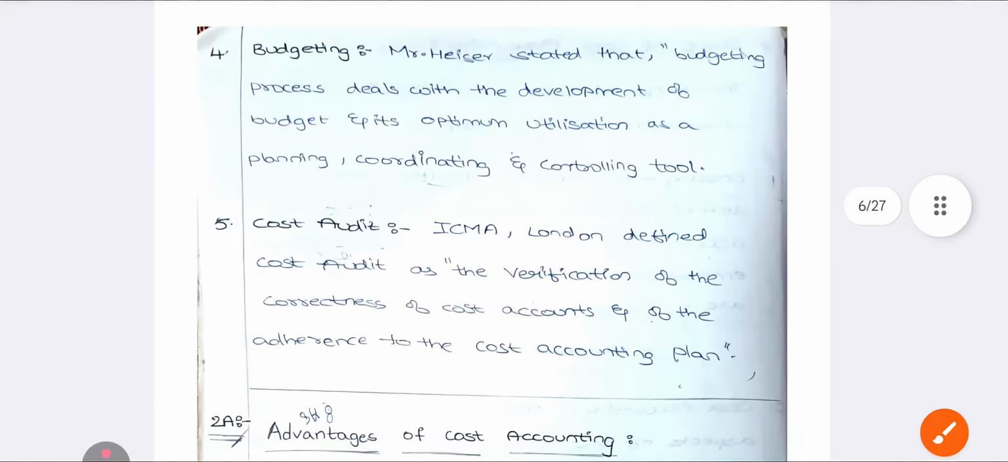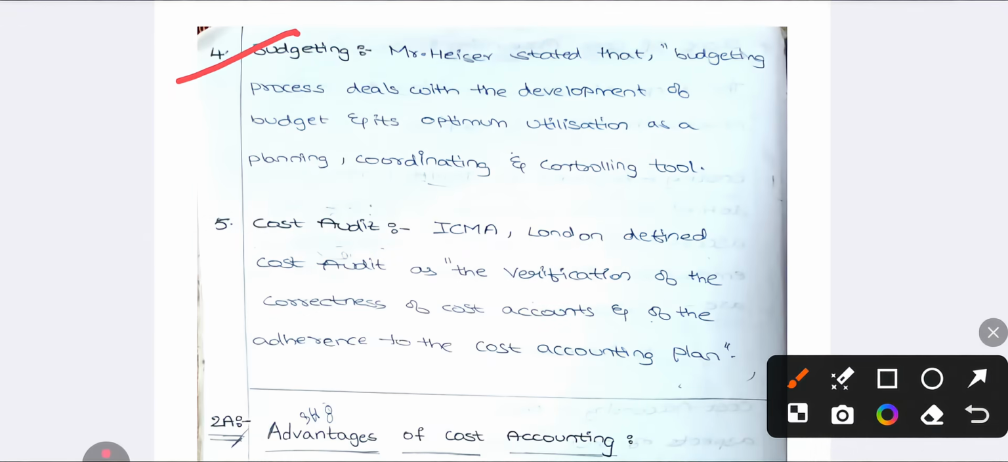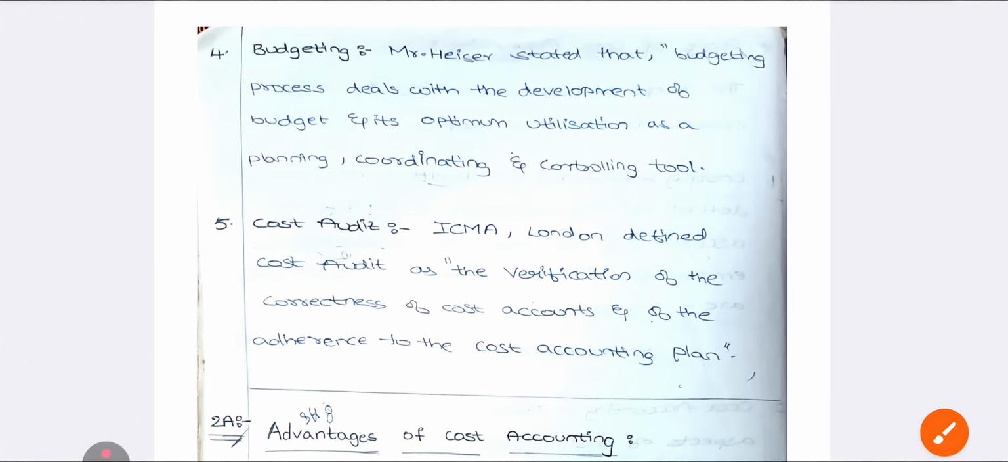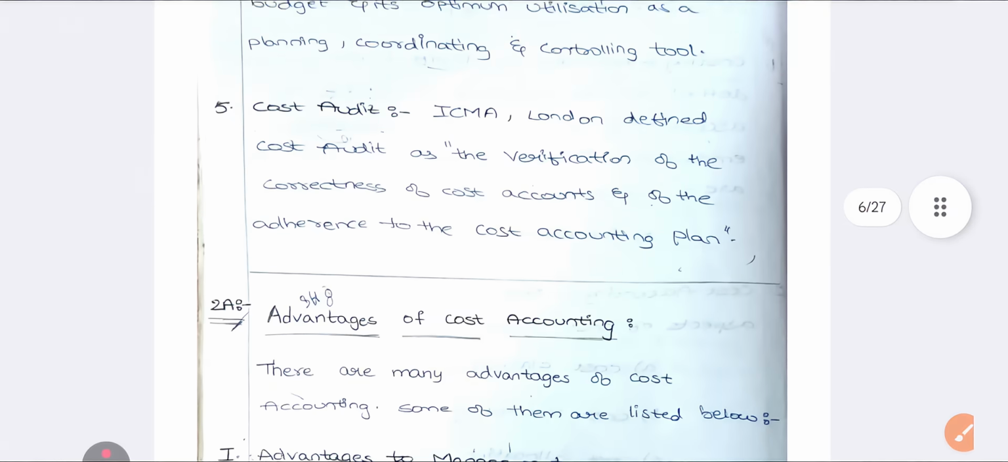Yes, and it will do the budgeting also. When you are able to know the product price and expenses, then you will fix some budget to develop that product. And the last one, you are having cost audit. Cost audit is nothing but the verification of the cost accounts, means the correctness of the data you are providing. That is called cost audit. Audit is nothing but verification. What are you verifying? Expenses. Cost you are verifying. So that is the meaning of cost audit.